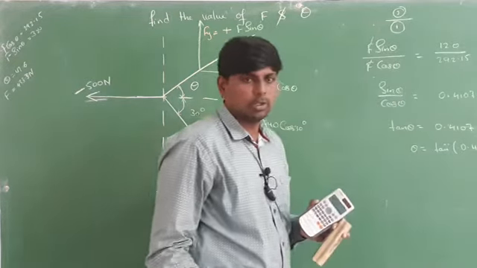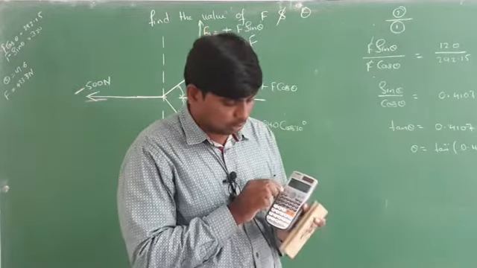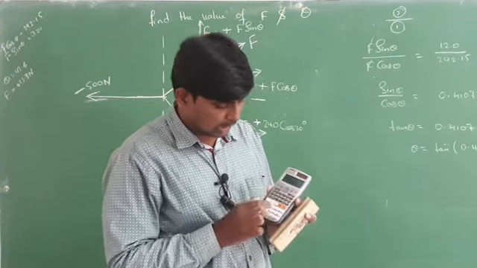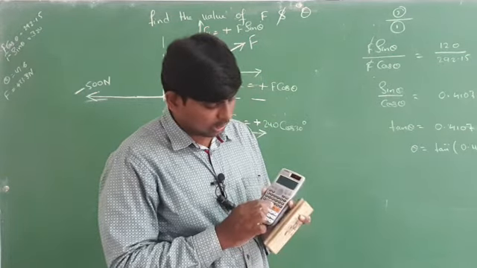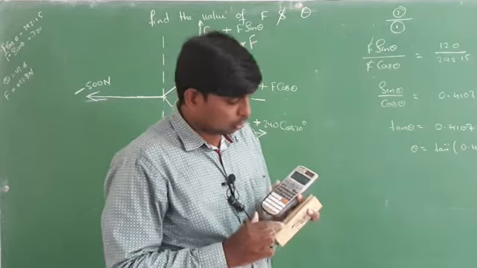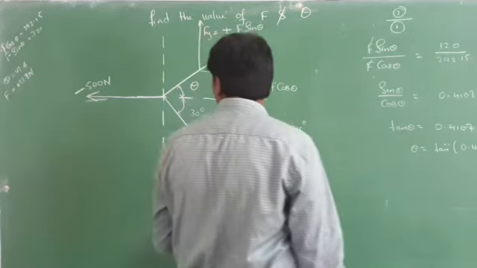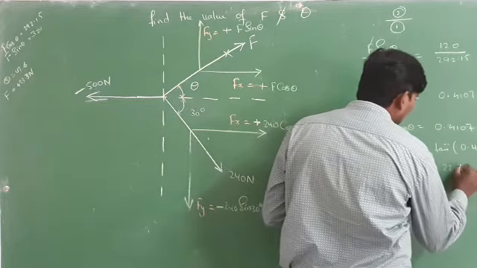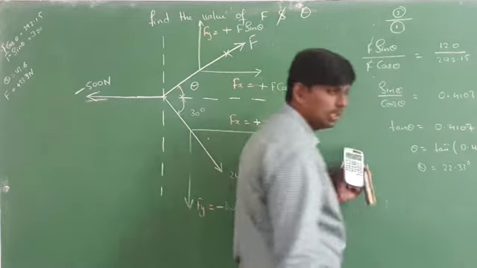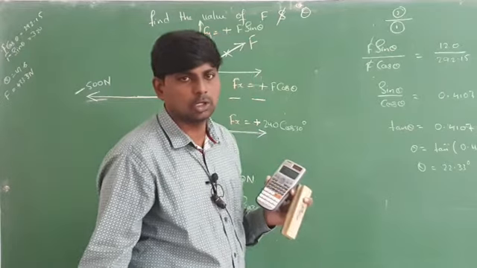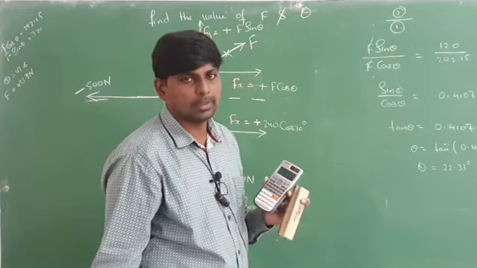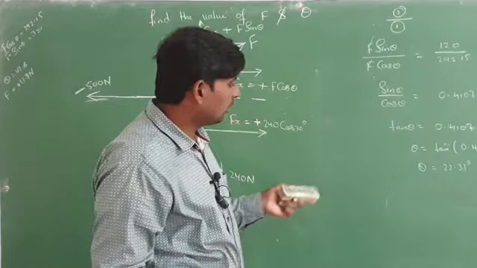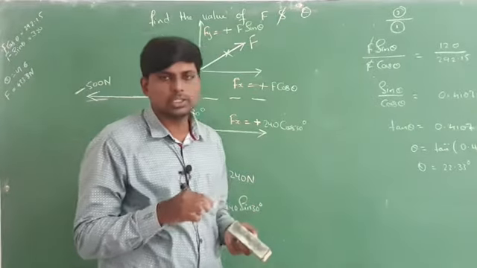With the help of the calculator, shift tan, then press the answer. Automatically you will get the answer, no need to substitute. It is 22.33. Theta is equal to 22.33 degree.